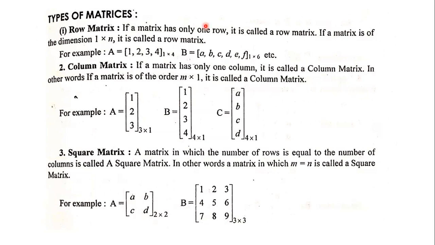Then coming to the square matrix. Square matrix is where you will have the number of rows equal to column. So M is equal to N is the square matrix. The number of rows will be equal to the number of columns. So this is the square matrix.